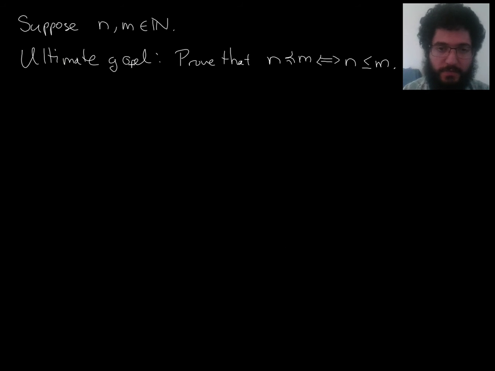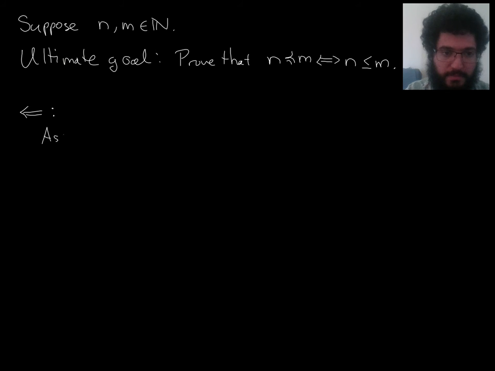So the ultimate goal for today, we're assuming n and m are natural numbers, is to prove that there can be an injection from n to m if and only if n is less than or equal to m. Now, I want to start with actually this direction so that we can get it out of the way.